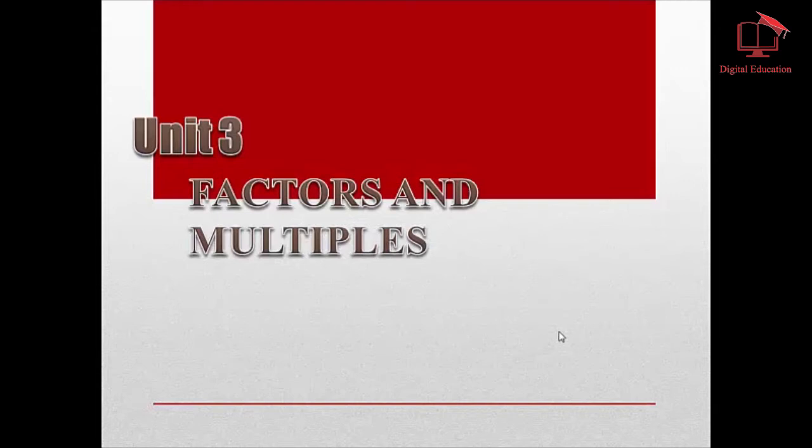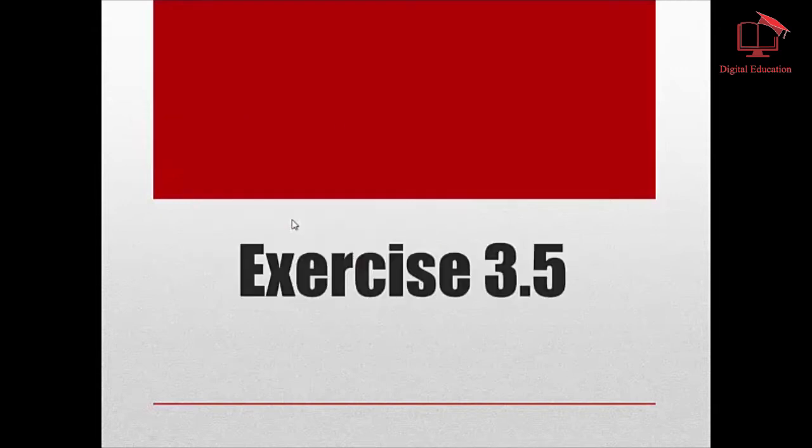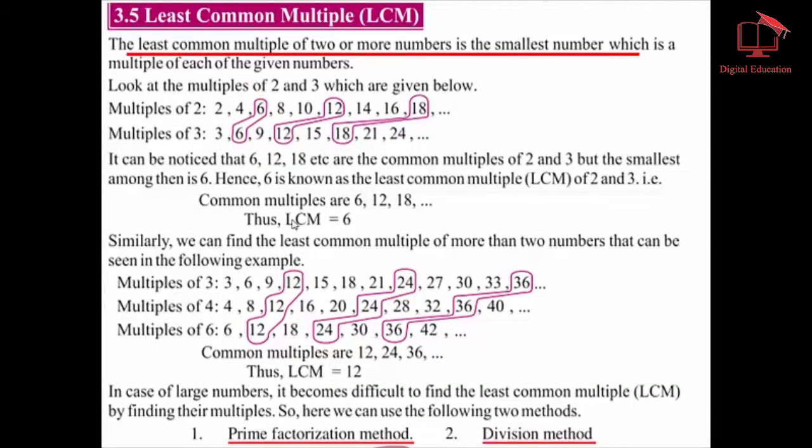Now, unit number 3, factors and multiples. Exercise 3.5. Before starting our exercise 3.5, we will clear our concept that we used in our exercise. First, least common multiples. Now the least common multiple of two or more numbers is the smallest common multiple.